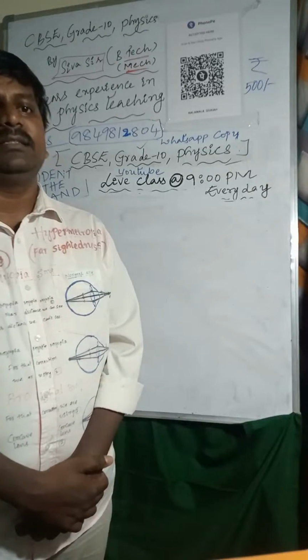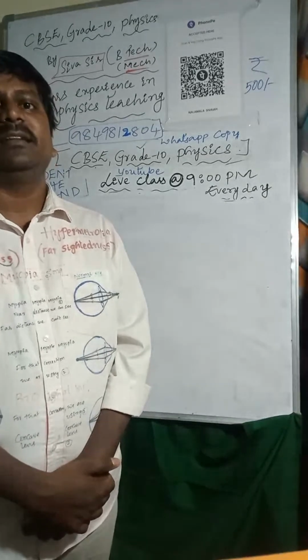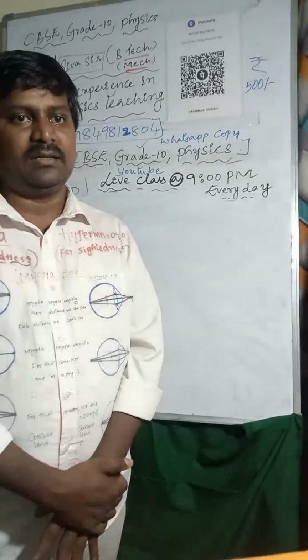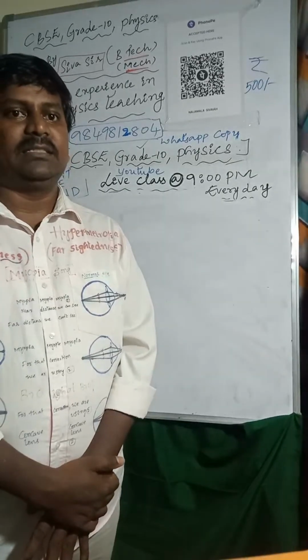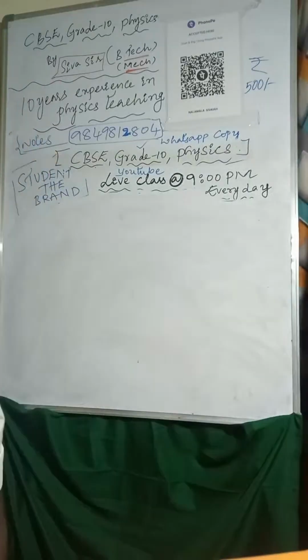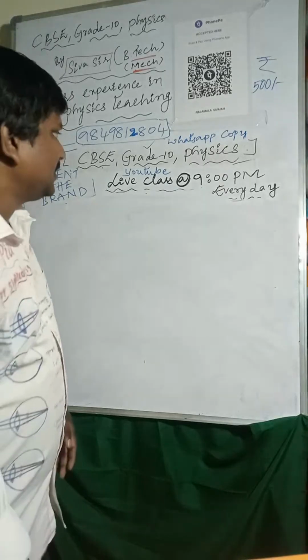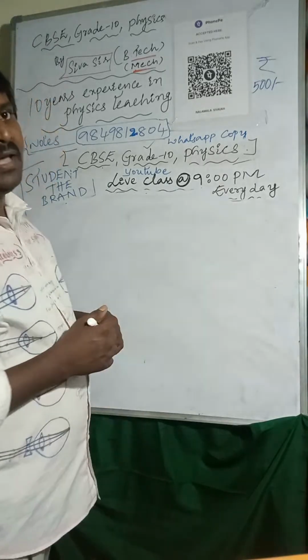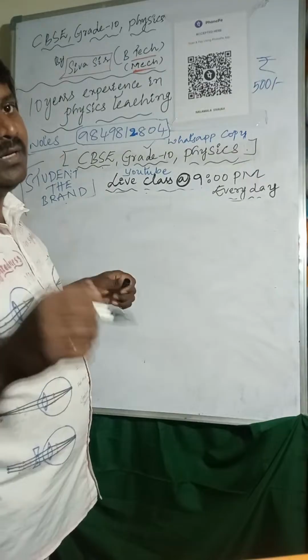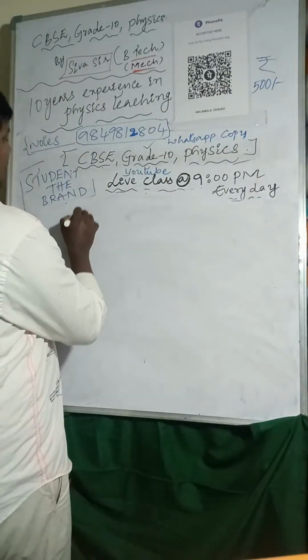So in today's class, we'll discuss resistors connected in series combination and resistors connected in parallel combination. So we will discuss that point and work it out. Based on this, problems will come related to resistors in series and resistors in parallel.